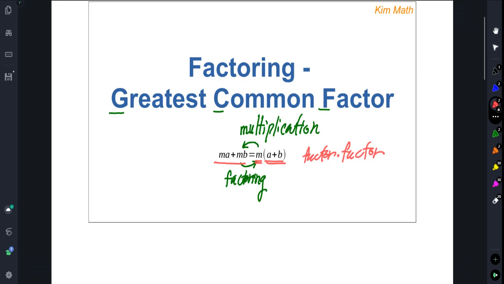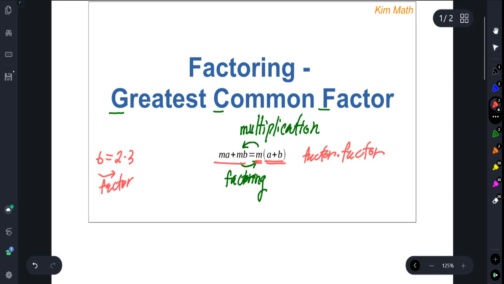How about this one? 6 equals 2 times 3. Yeah, this is factoring, because 3 and 2 are factors of 6.